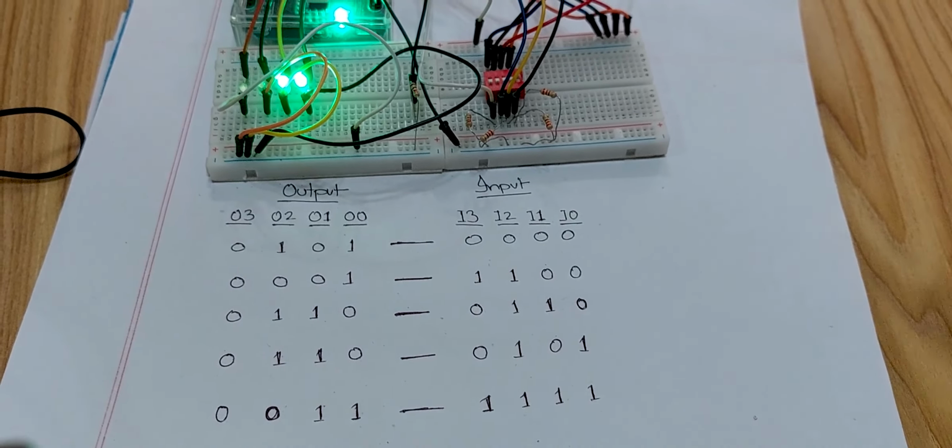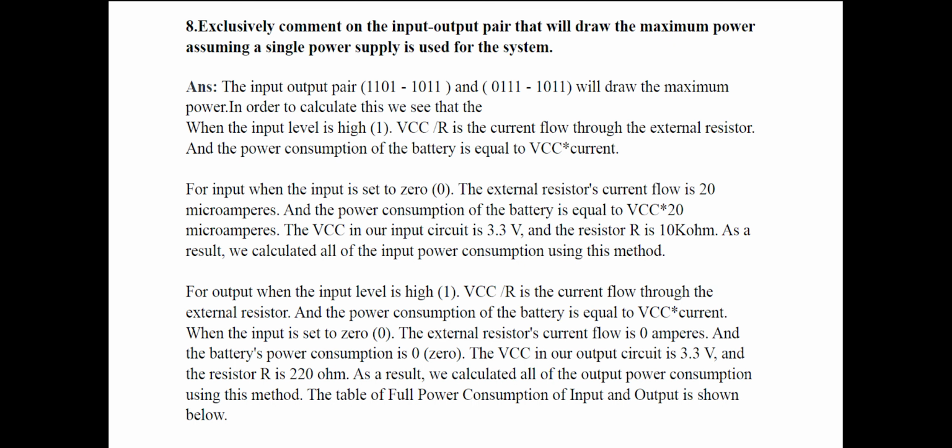And now to explain the power consumption criteria of our project. Question number 8. Exclusively comment on the input-output pair that will draw the maximum power assuming a single power supply is used for the system. So for the answer of the question, we first need to see the pairs of the input and output which will draw the maximum power. Here the inputs are 1101 and 0111, and the outputs are 1011 and the other output is 1011. These input and output pairs will draw the maximum power which is required.